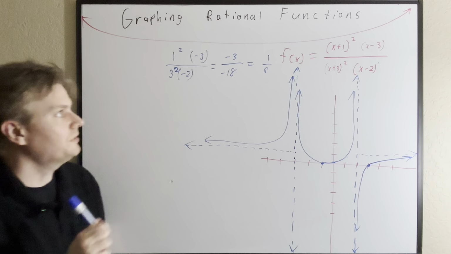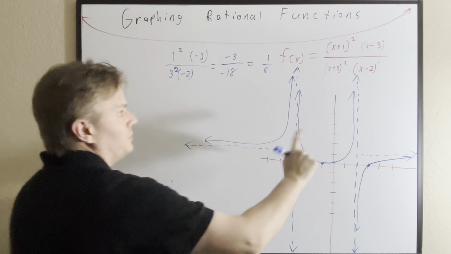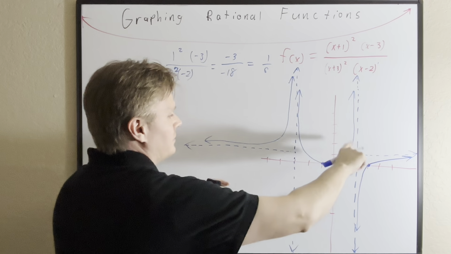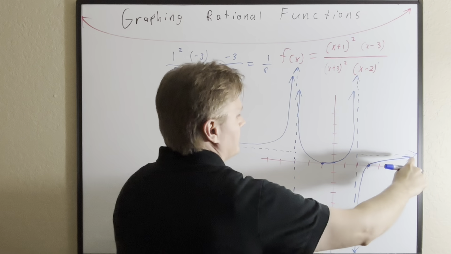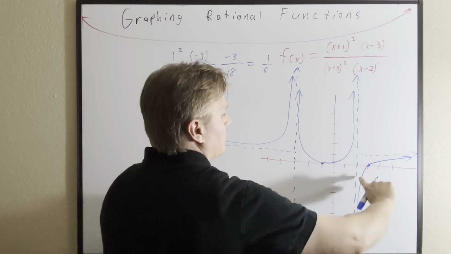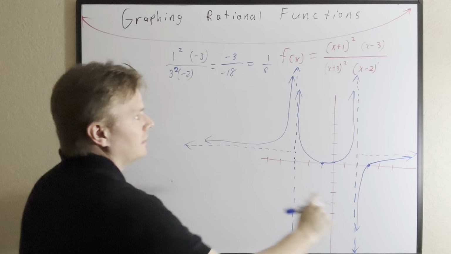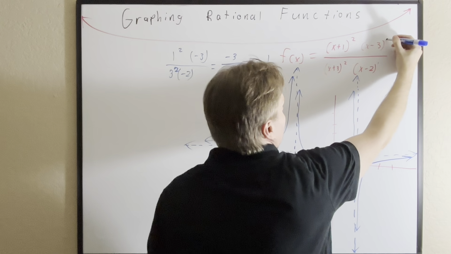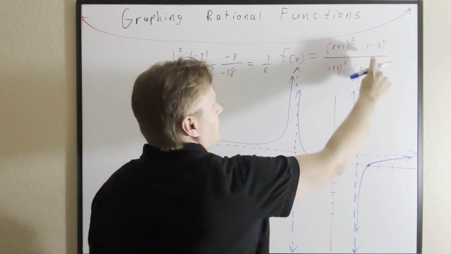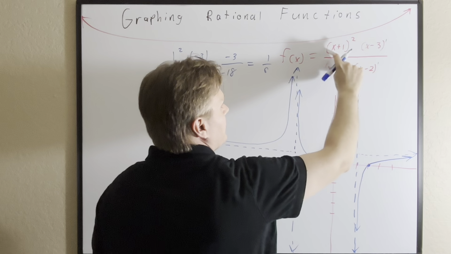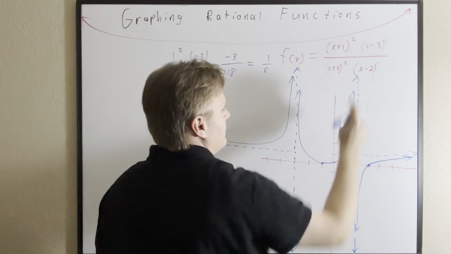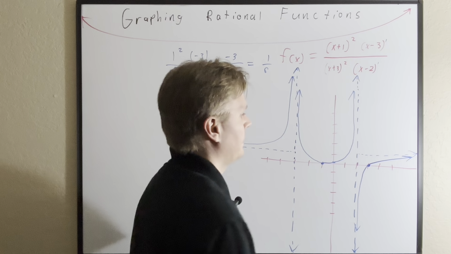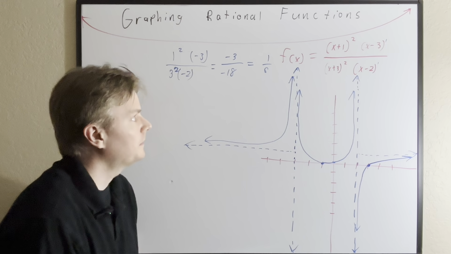Now, there is a way to know before doing that whether an x-intercept touches or crosses it, like it does here. Now, it crosses here because the degree of that 0 is an odd number. The degree of this 0 is even, and so it just touches it. That's how you know.